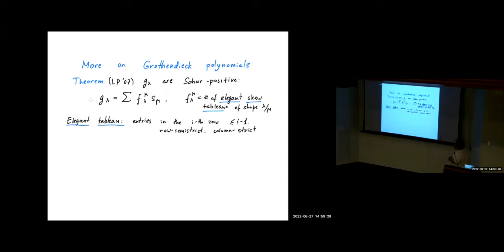Shape lambda slash mu means that you fill the boxes of the diagram lambda minus the diagram mu. According to the standard rule, it must be row weakly increasing and column strictly increasing. And here comes an extra requirement, which makes them elegant: the entries in the ith row do not exceed i minus 1. In particular, what about the first row? There must be no entries in the first row. This means that the first row of the diagram mu should coincide with the first row of the diagram lambda.